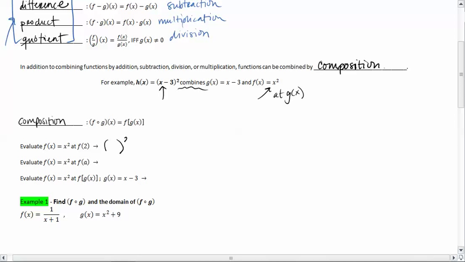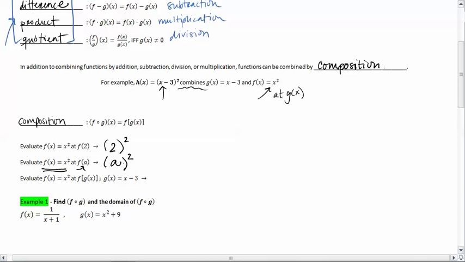So we have some variable squared, and the variable that we have is 2. Another one that we can do is f of x equals x squared at f of a. Again, we have some variable squared. We start with our f of x, and we are evaluating that at f of a. So we're going to have the quantity a squared.